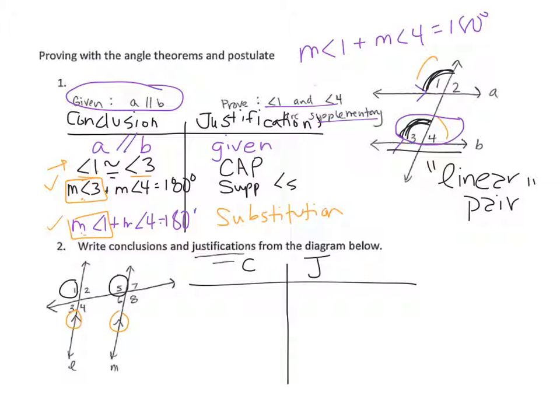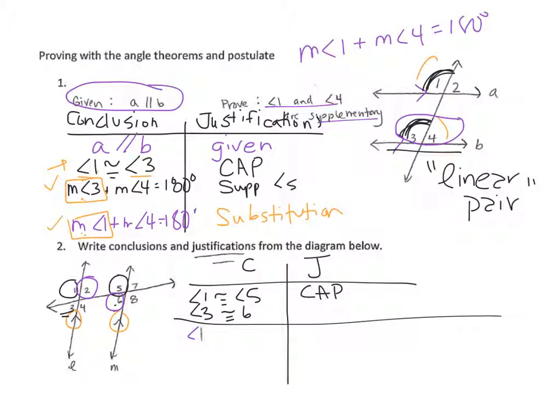They are corresponding angles. So angle 1 is congruent to angle 5 by the corresponding angles postulate. Also by the corresponding angles postulate, 3 and 6 are congruent. I could do 4 different pairs of corresponding angles. I want to do some alternate interior angles. So angle 2 is congruent to angle 6 by alternate interior angles.